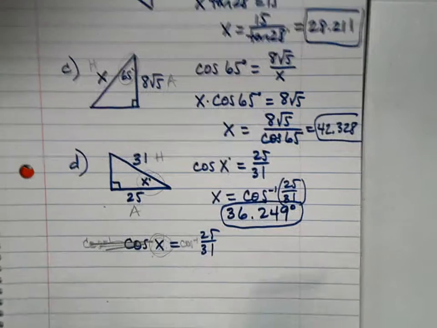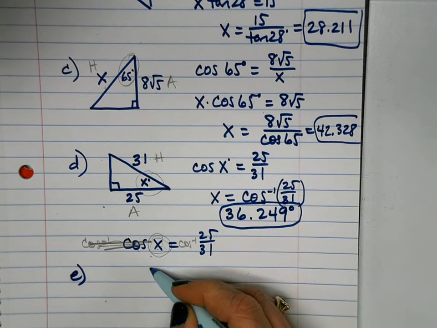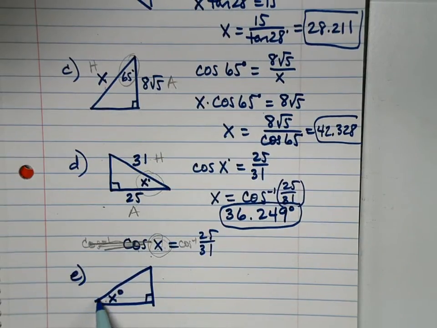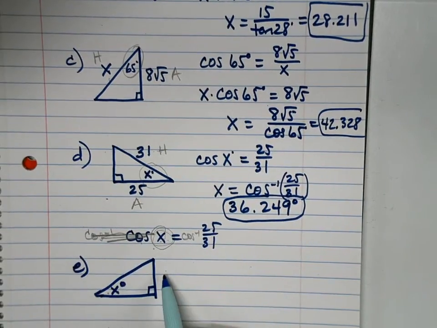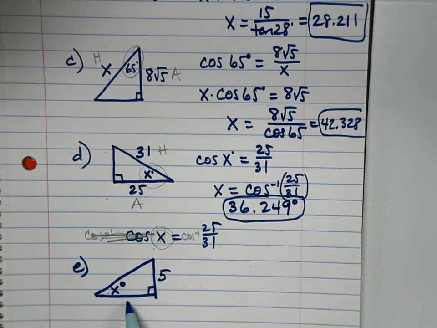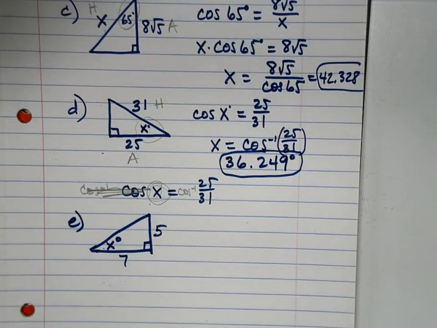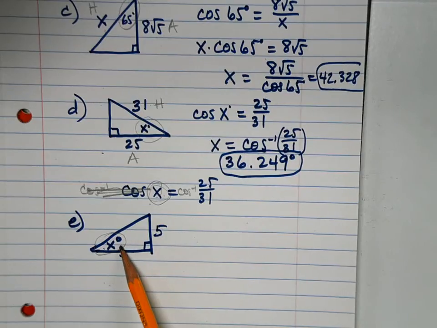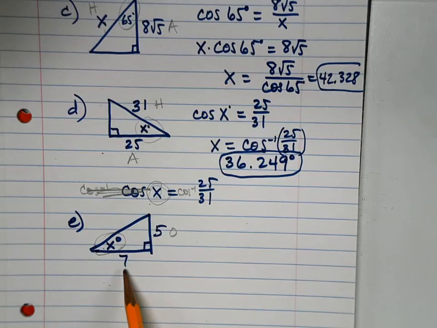Okay, let's just do one more where we solve for the angle. Let's say that this angle is x degrees right here, and let's do 5 and 7. Same reasoning as far as setting this up. You're going to look at this angle. Kenna, what's the 5 in relation to the x? The opposite. And what's the 7? Adjacent.